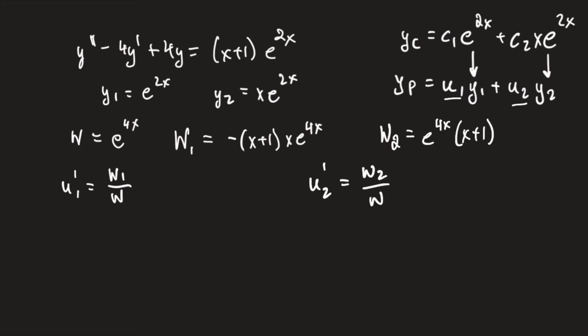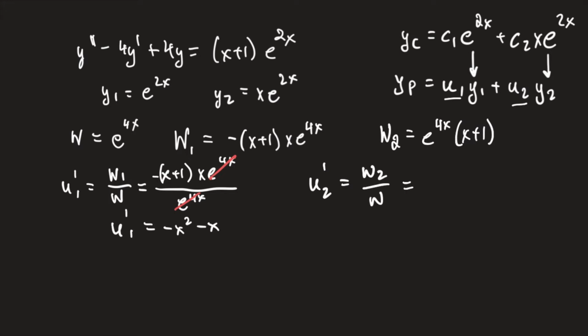These are derivatives, so once we find u prime of 1 and 2, we can integrate them and come up with our solution. So u1 prime is negative x plus 1 times x e to the 4x divided by W, which is e to the 4x. As you can tell, e to the 4x will cancel with e to the 4x. And once we distribute, we have negative x squared minus x. And that is my u1 prime.